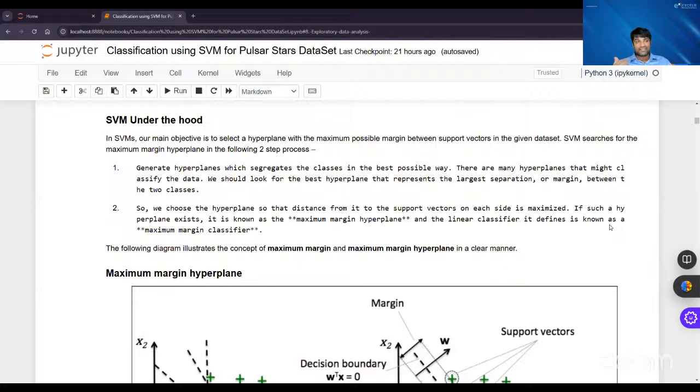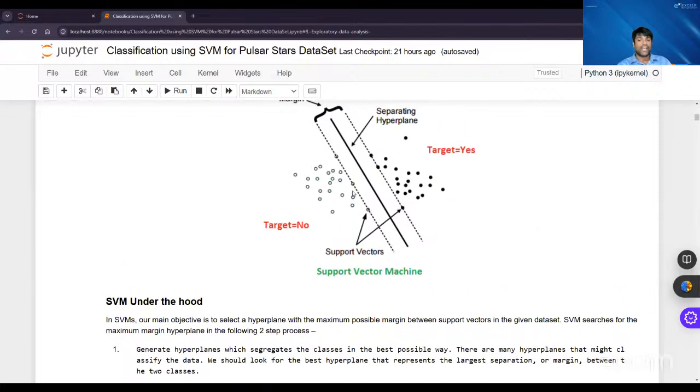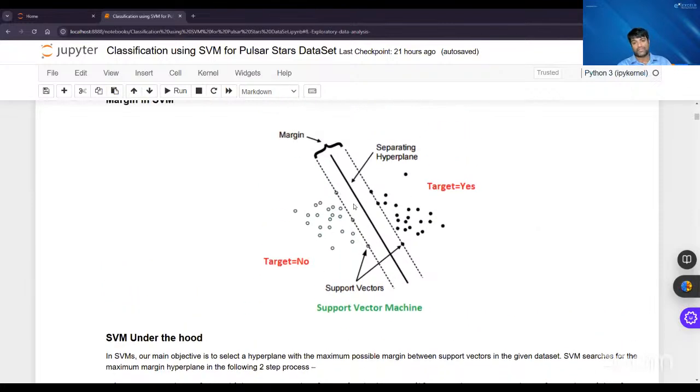It is maximized in such a way that the points don't come into the margin of what I've shown you, which is the line of the margin and the hyperplane. So the point doesn't come here. Because if it comes in the middle, it is considered a misclassification, because we are not able to predict correctly.